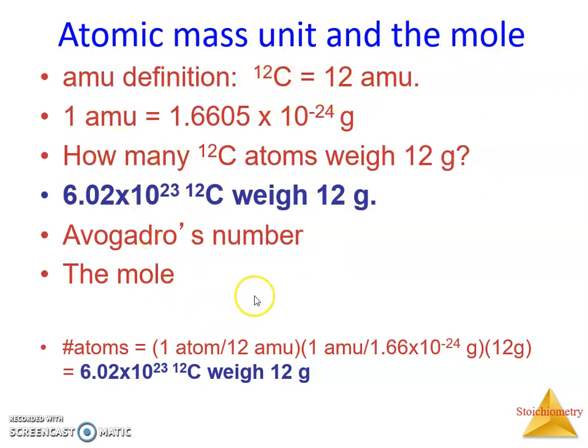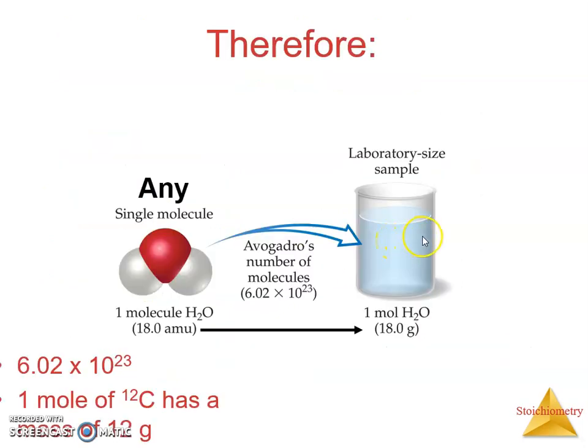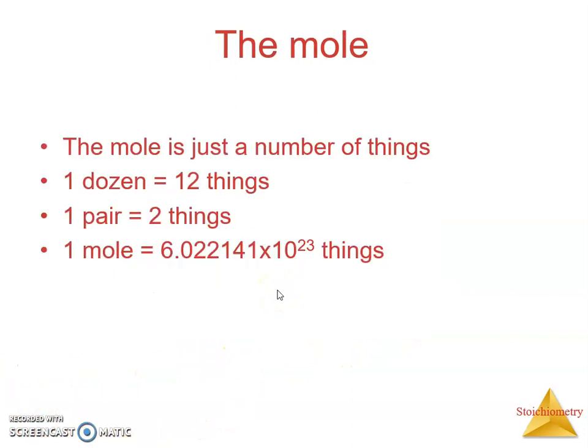Here, Avogadro's number is this. Now, any single molecule, 1 molecule of H2O, and a laboratory size example, 1 mole of H2O. Avogadro's number of molecules is this. So 1 molecule, 1 mole H2, 2 grams. So 1 mole of carbon-12 has a mass of 12 grams.